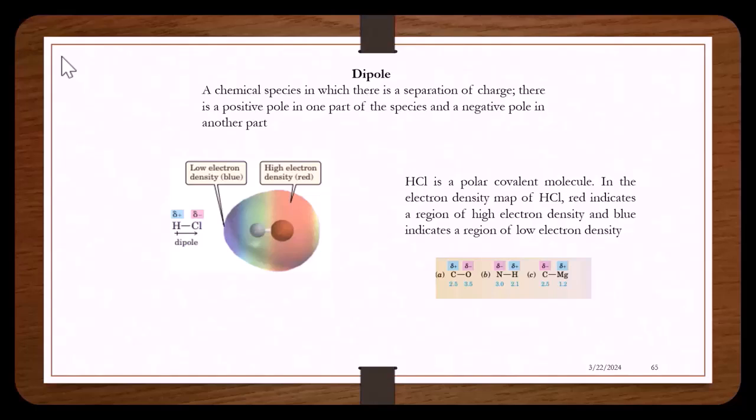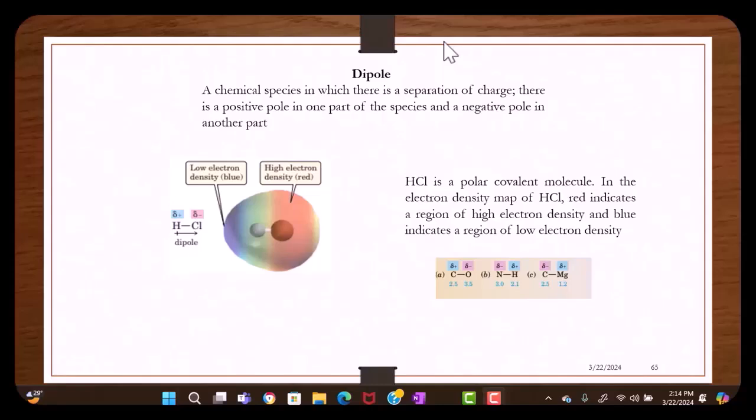So hydrogen would have less electronegativity than chlorine. Chlorine would pull the electrons in closer to it, and it would have a high electron density in that area. The partial positive and partial negative charge on a molecule is denoted by the lowercase Greek letter delta.